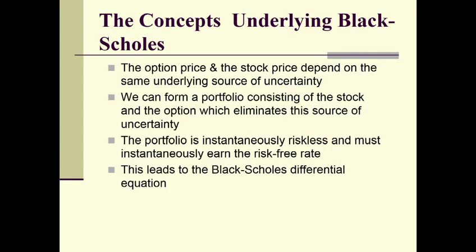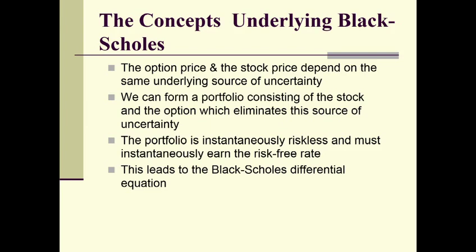The idea is very simple. The option price and the stock price depend on the same underlying source of uncertainty. The stock has an uncertainty dz. The option, because it derives its value from the stock, also has an uncertainty dz. So they both have the same uncertainty. Therefore, if we were to create a portfolio consisting of the stock and the option, we can then eliminate the uncertainty.